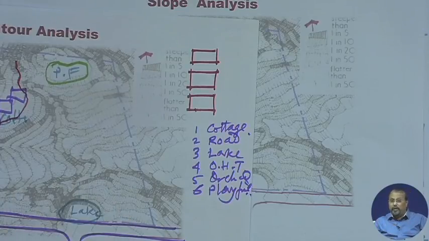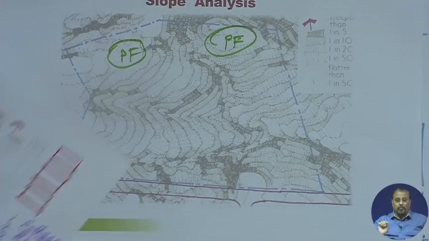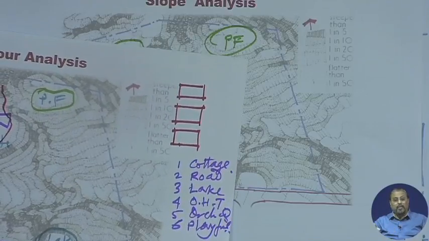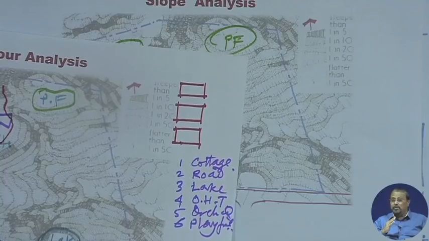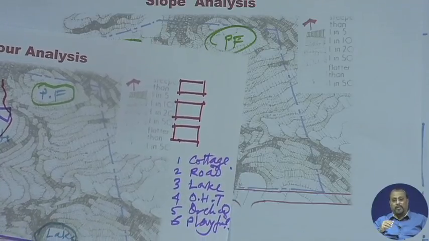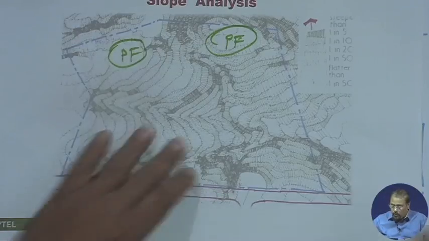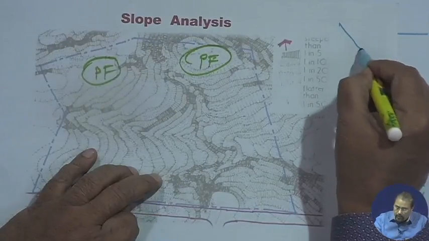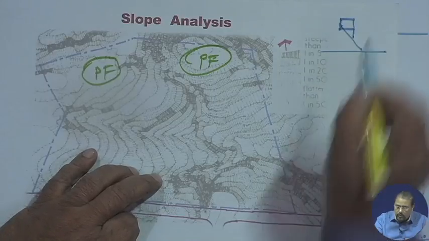Playfield needs flatter area. So any flat area within this sloped area I will consider worthy of Playfield. Cottage, do I have to really go for flat area, or can the cottage be in the steep slopes? It can be in the steep slopes, because the cottages which you are placing over here can be on stilts. So pictorially, if I show you with respect to this drawing here itself, if I have a sloped land like this with respect to horizon, I can always put the cottage over here with stilts.